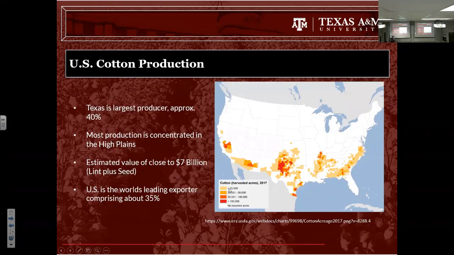So to go over some U.S. cotton production, Texas is the largest producer, at approximately 40%. Most production is concentrated in the High Plains, as you can see in the figure to your right. Estimated value is close to $7 billion, talking about lint plus yield in 2019, and the U.S. leads the world as the leading exporter of cotton, comprising about 35% of the global total.